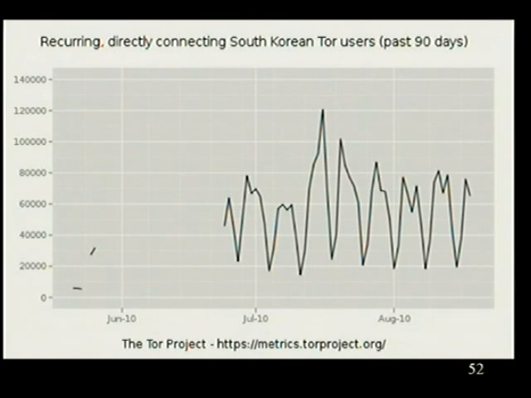Interesting questions. Russia has a similar pattern, but it's less obvious. Iran has a similar pattern. Germany and a bunch of other places don't have this pattern. Good question. Somebody should ask more people in South Korea what's up with that.